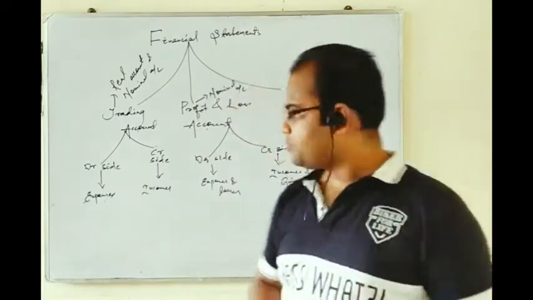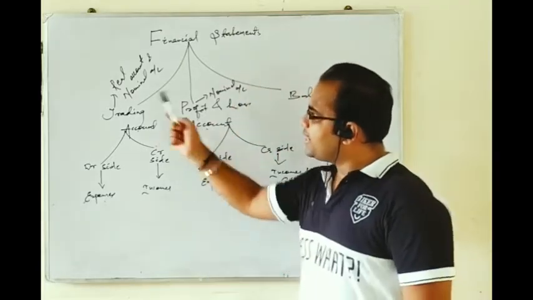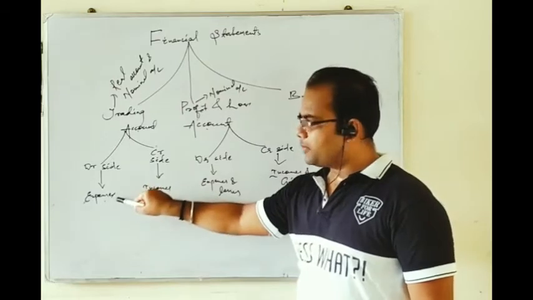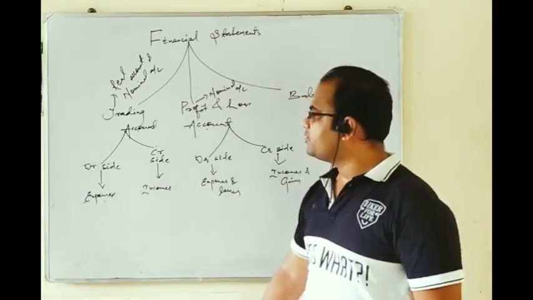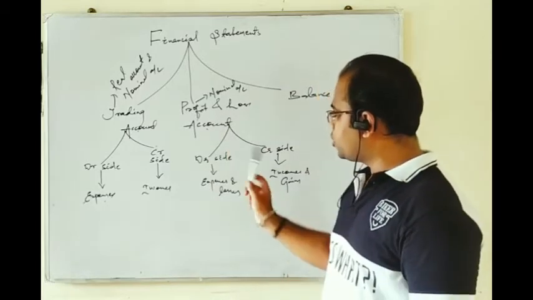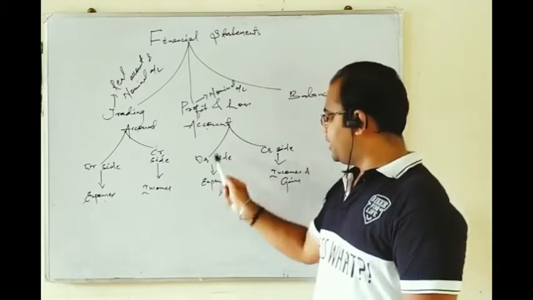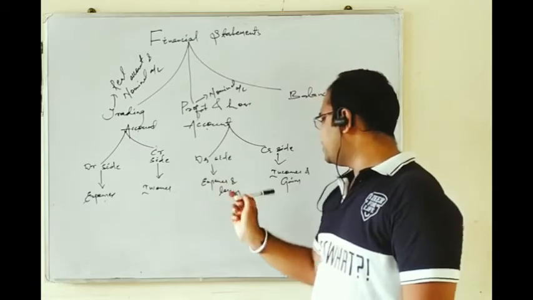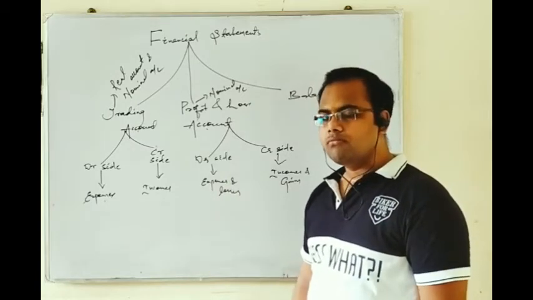Now the question comes, if in trading account, being a real and nominal account, we write the expenses on the debit side, incomes on the credit side. Same goes with the profit and loss account also. In profit and loss account there are two sides, debit side and credit side. In debit side we write expense and losses, credit side we write income and gains.